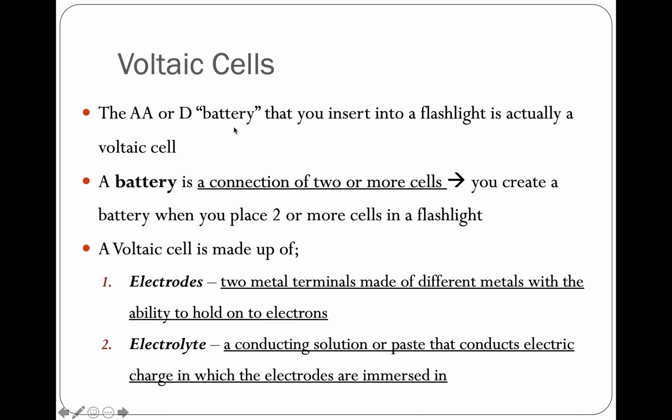The double A or D battery that you put into a flashlight is actually a little voltaic cell. A battery is just a connection of two or more cells, right? You create a battery when you place two or more cells in a flashlight. So what all this is to say is that the batteries that we use commonly, like the double A's or the triple A's or even the D's, are all composed of cells.